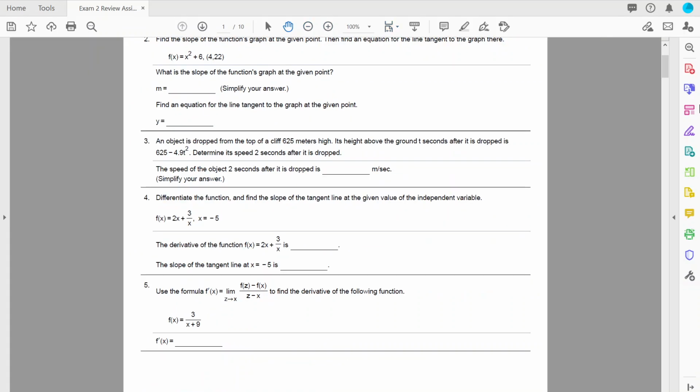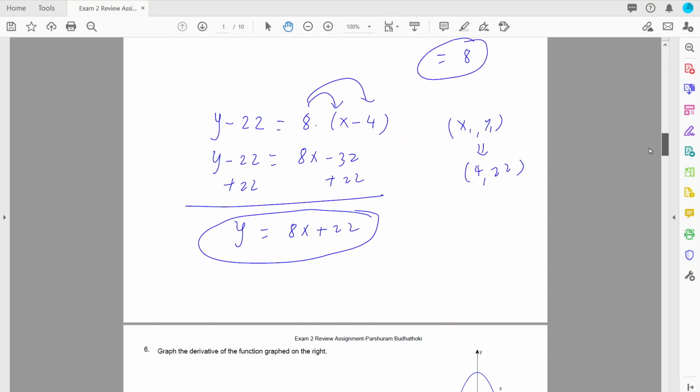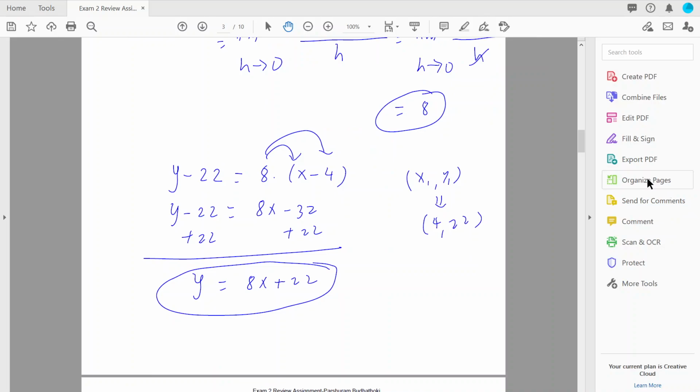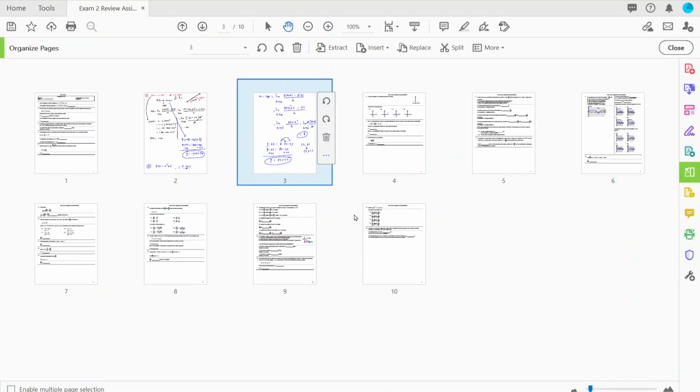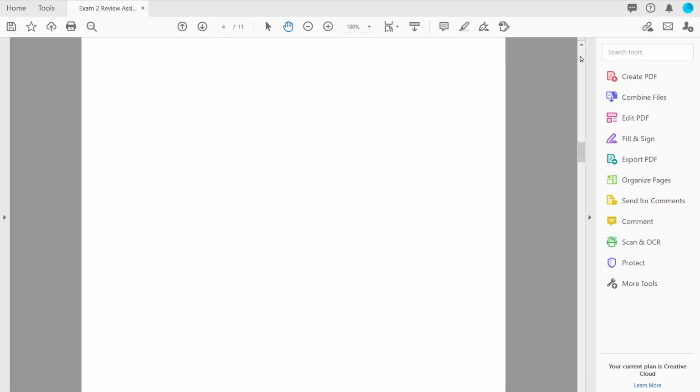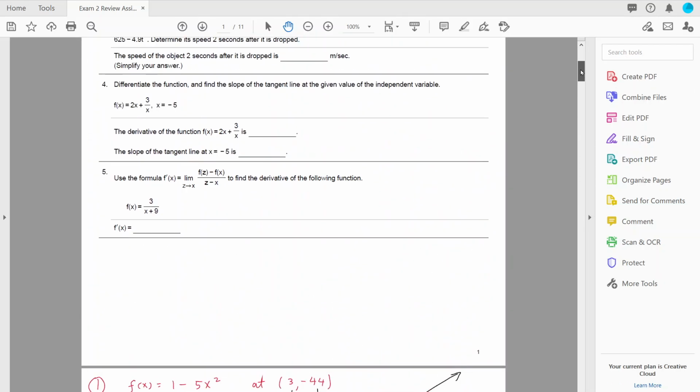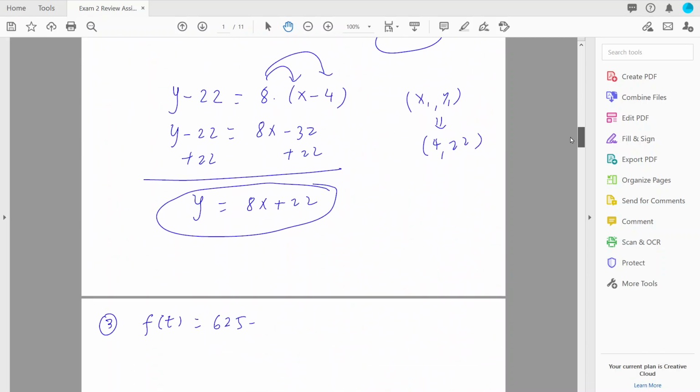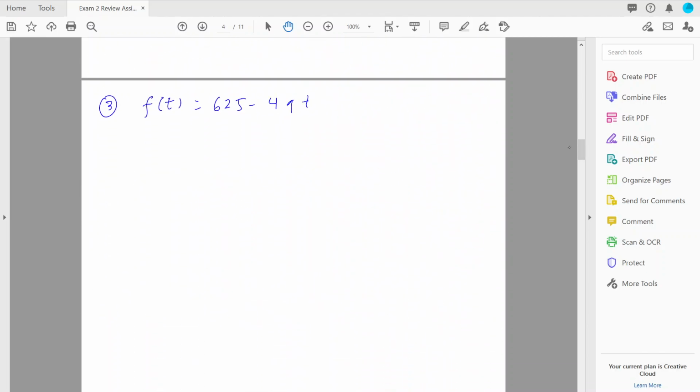So let's go to the next page. Remember this function, 625 minus 4.9 t squared, and the speed we need to find is at 2 seconds. Let me use another blank page here. So this is problem 3. The height function we have given is 625 minus 4.9 t squared, and we need to find the speed when time is 2 seconds.